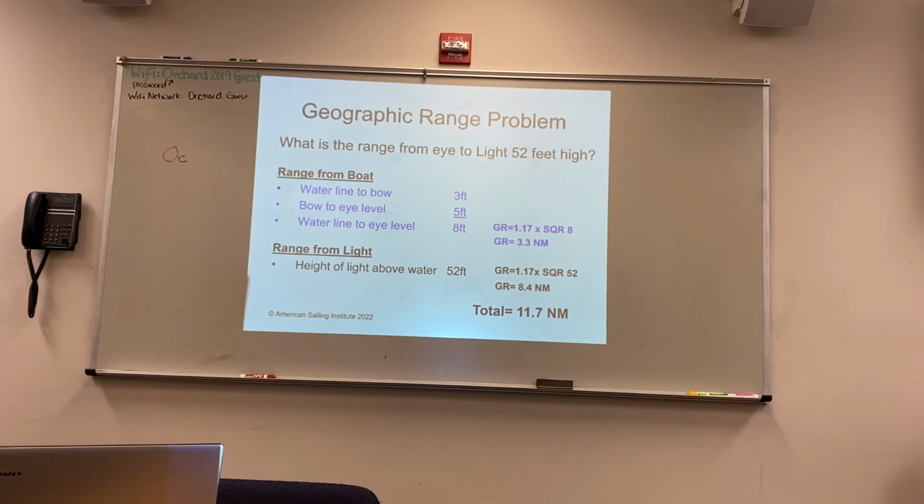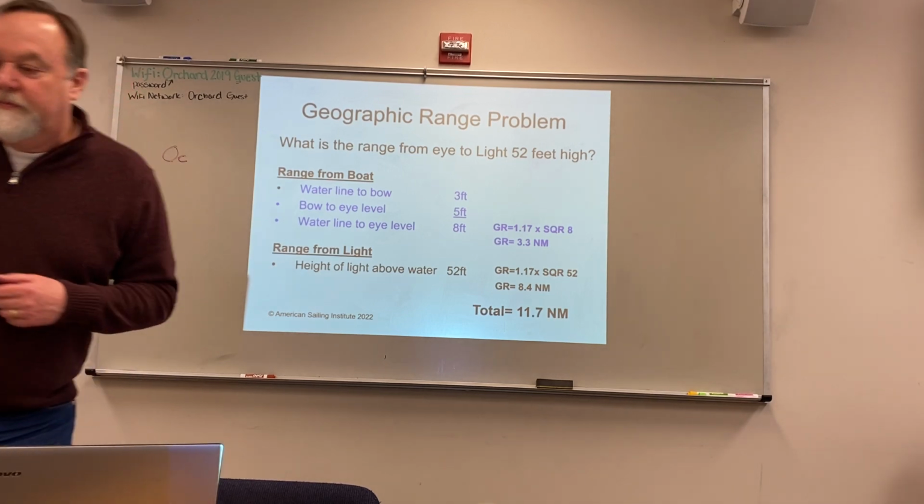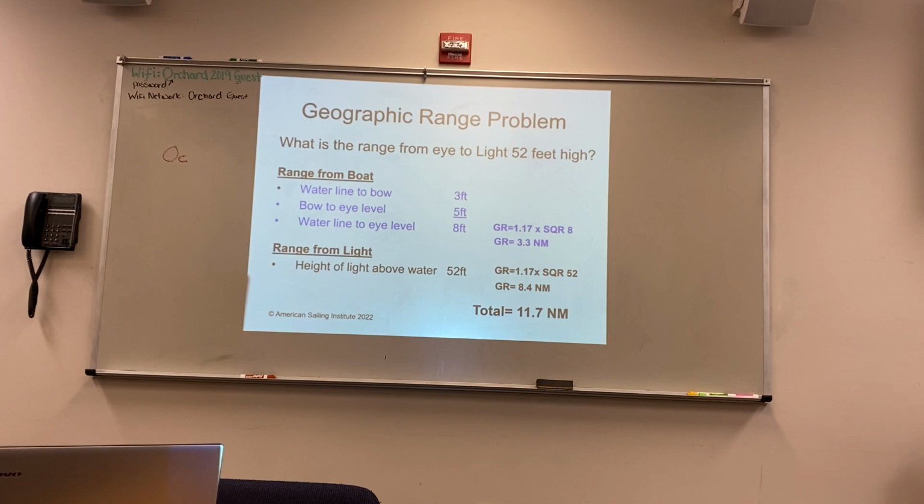Anybody else? You've got the St. Clair light. How high is it? I think it's 65 feet, isn't it? I forgot. Look on your chart, it'll tell you how high. So how far away, you might want to know, when can you see it? 52 feet, 12 nautical miles.